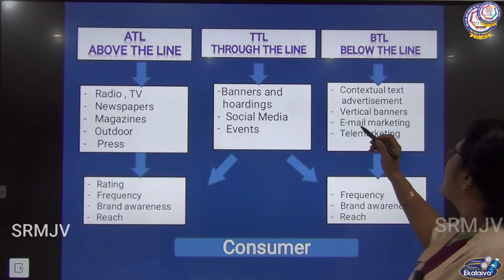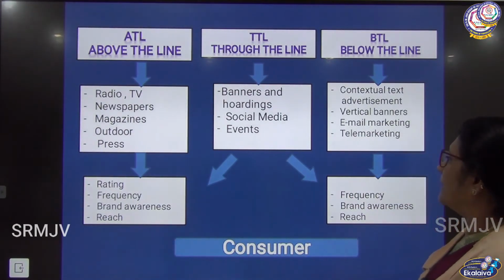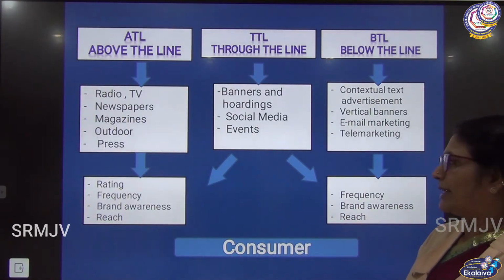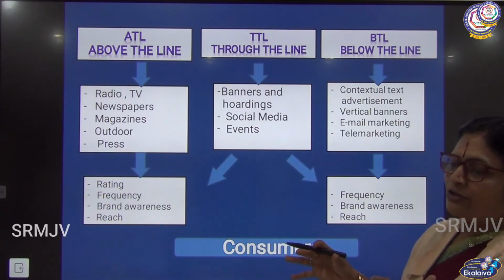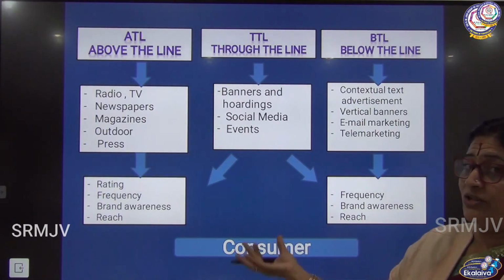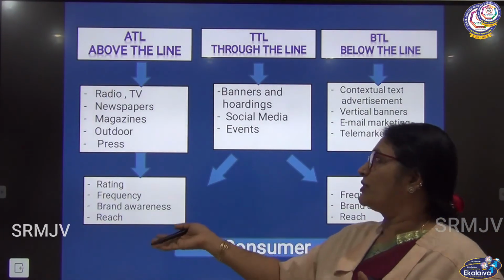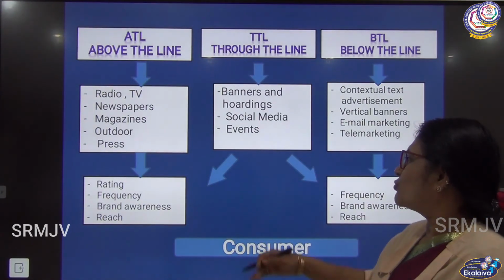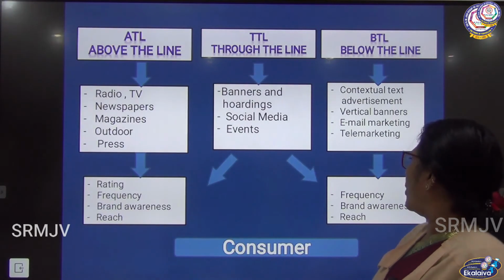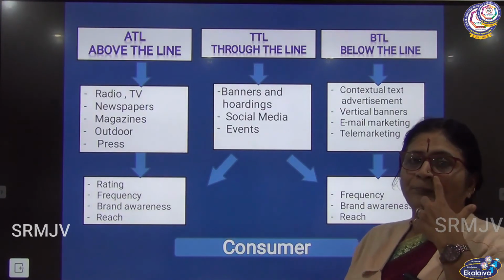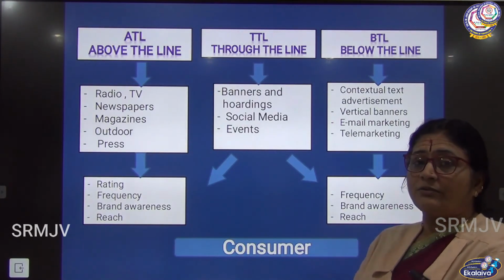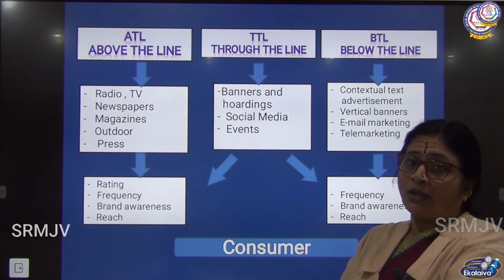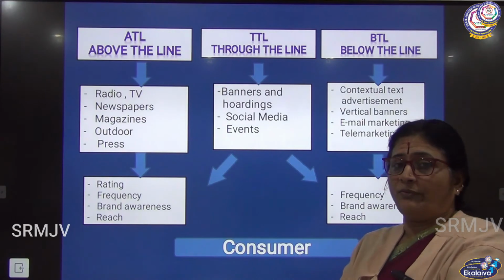So we have banners, then email marketing, telemarketing, and what are the advantages? Again, brand awareness is there in both cases. Reach is there to a certain extent, but you cannot measure it. It is very difficult to measure in the case of above the line. Below the line you can measure it to a certain extent. Then frequency, how frequent it is. Since above the line is very expensive, they may not advertise very frequently, depending upon the sale they want to advertise.